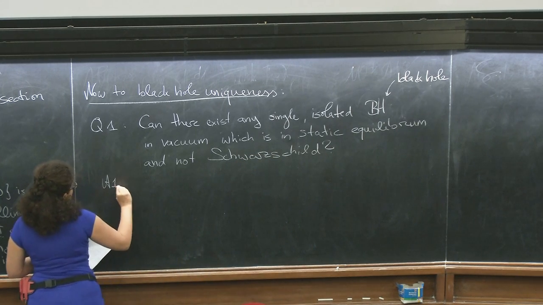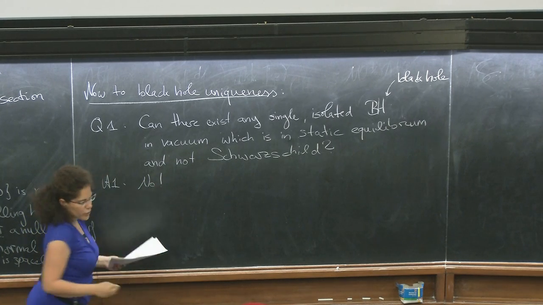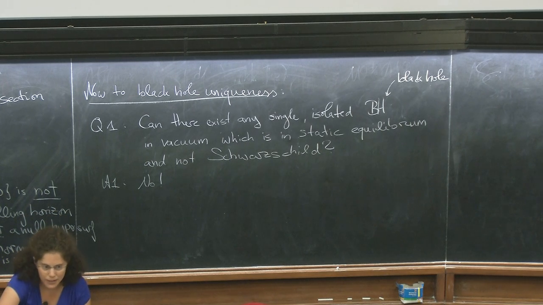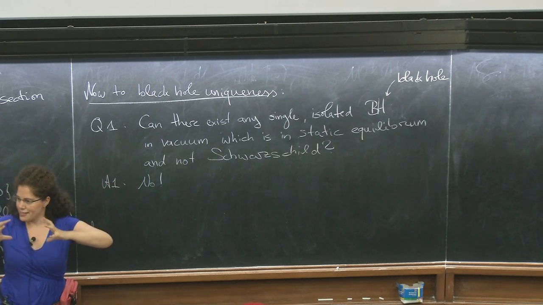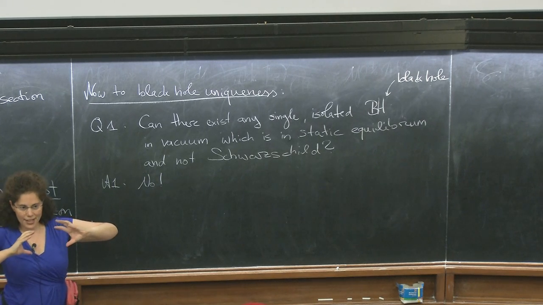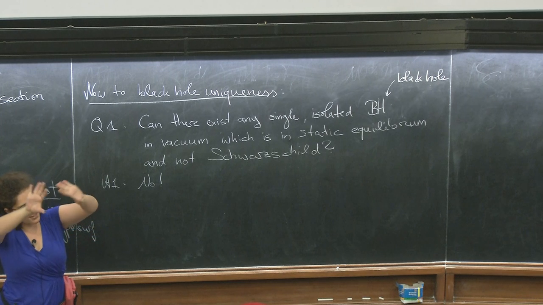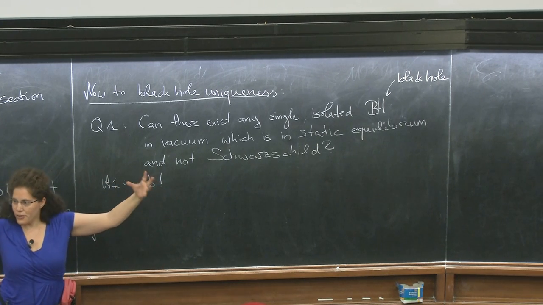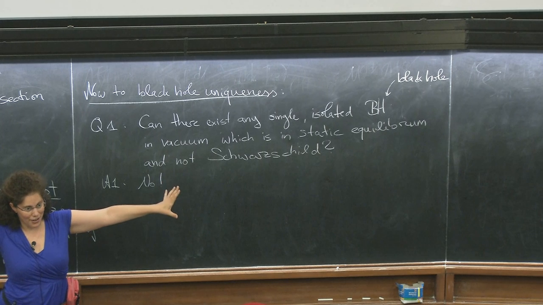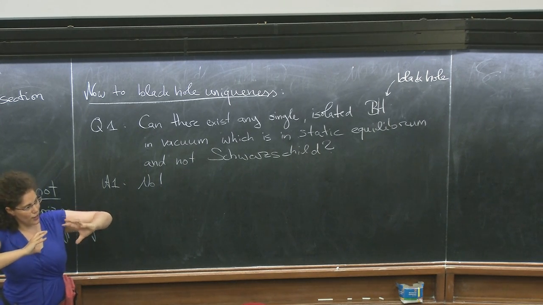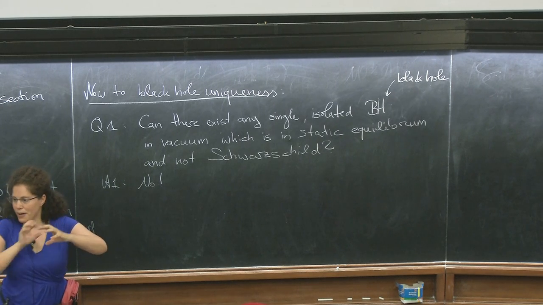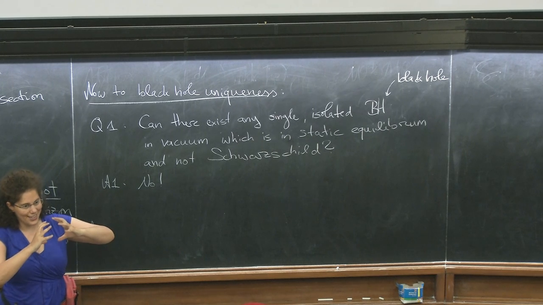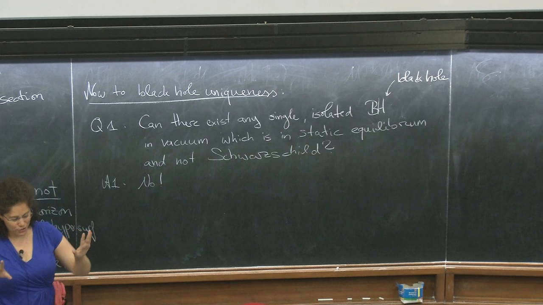The answer to this question would be no, which is why it's called black hole uniqueness. This is in the single black hole case. And the intuitive reasoning why you may be expecting such a thing goes like this. Imagine you have a single isolated black hole which sits in vacuum and is in static equilibrium, so it doesn't move. It's isolated from all other influences, so there are no external forces coming from very far away on it. It's in vacuum, so there are no external forces coming from any matter around it. It's a single black hole, so there are no other black holes exerting any gravitational forces on it. So no external forces, full stop.